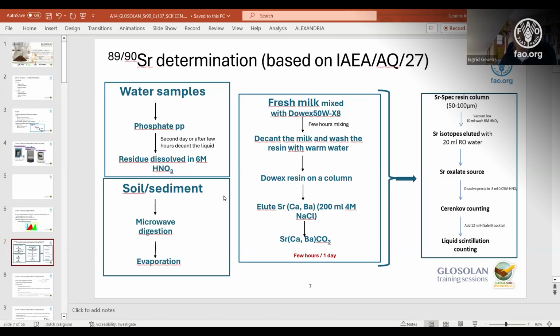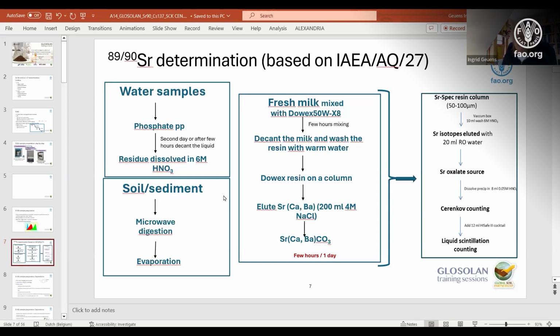An example is fresh milk, which is also followed up for strontium-90 contamination. There we have specific sample preparations. We decant the milk and wash the resin with warm water. Then you have a DOWEX resin on a column. You elute the strontium, calcium, and barium with 4 molar sodium chloride to form, let's say, calcium, barium, or strontium carbonates. And then you go to separation.